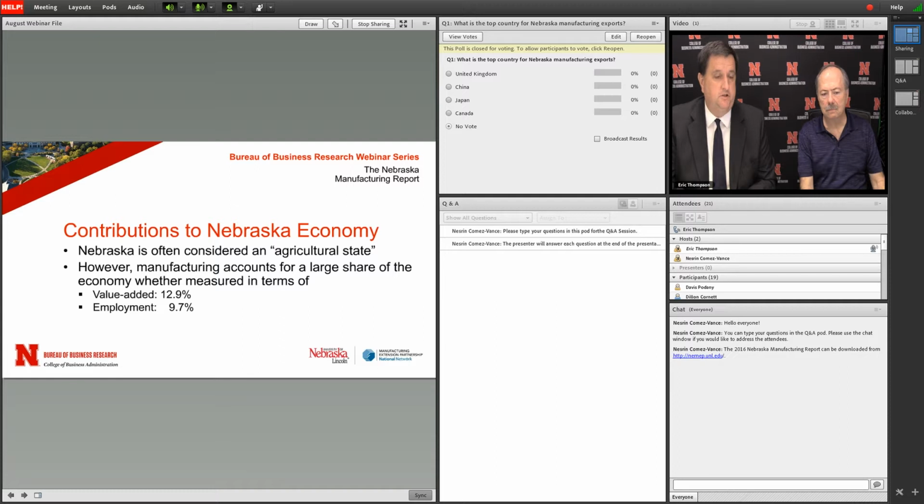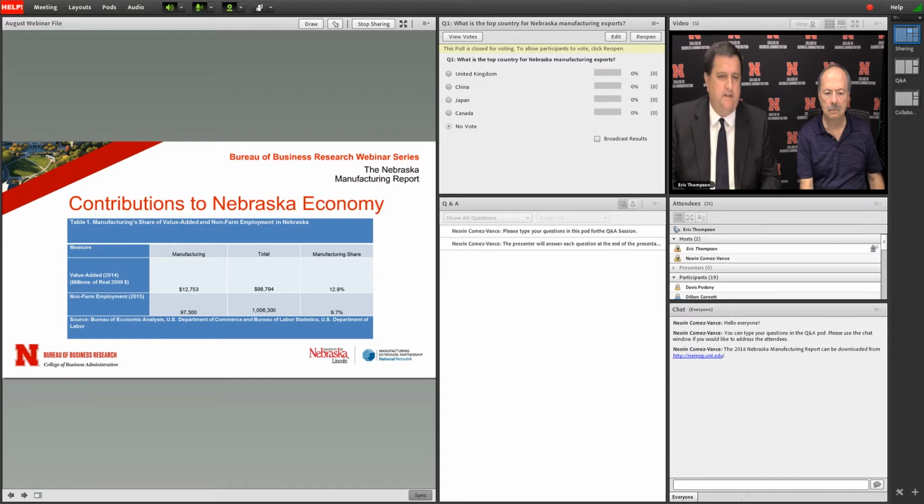And you can see in terms of value added, manufacturing in Nebraska accounts for nearly 13% of the value added of our economy, or about 1/8 of the value added of our economy. So that's another indicator of manufacturing's importance to our state economy. And I think the fact that the share of value added is significantly higher than the share of employment also tells you about how productive workers are in the manufacturing industry, and that it's a relatively higher wage industry.